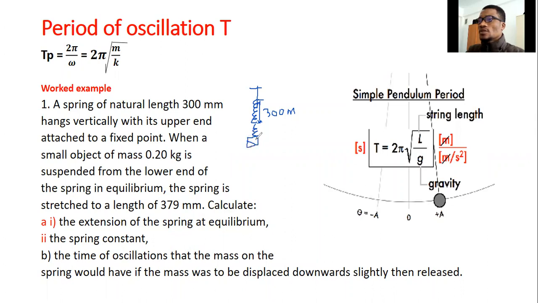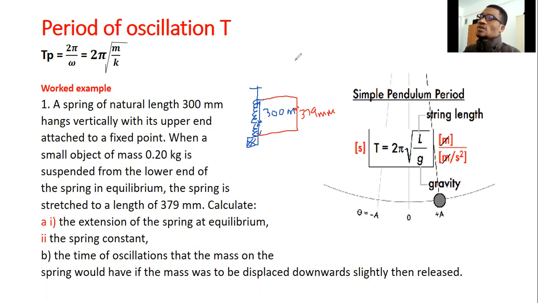This is our load here, 0.2 kilogram attached to it. And then we have a further extension from here to here. See, so then the spring is now extended, stretched to 379 millimeters. And this is millimeters too. And then the question says we should find the extension of the spring at equilibrium. Okay, when it balances. So at equilibrium.